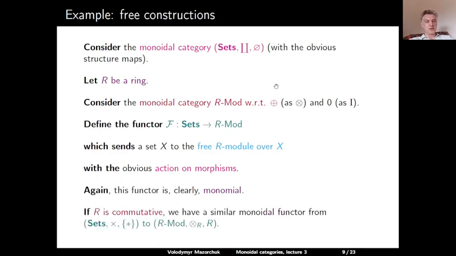If R is a commutative ring, we can similarly define a monoidal functor from the category of sets, where we now define the tensor product as a direct product of sets, and the identity object is just a fixed singleton, to the monoidal category of all R modules, now where the tensor product is tensoring over R, and the identity object is the regular R module R.